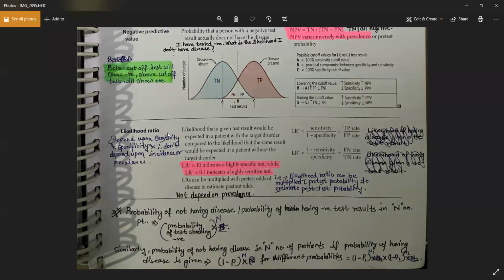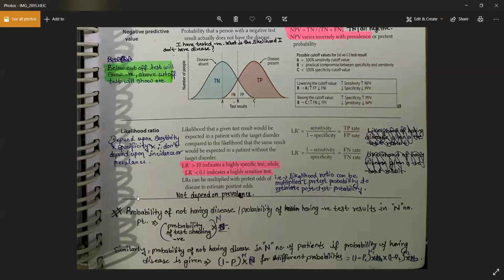Any doubt in the likelihood ratio? No. I have a question. Yeah, please ask. When you're going to calculate the likelihood ratio positive, if I get the true positive and false positive rates, can I just use this formula? Yeah, exactly. So I can do it either way, right? Yeah, you can do it either way.